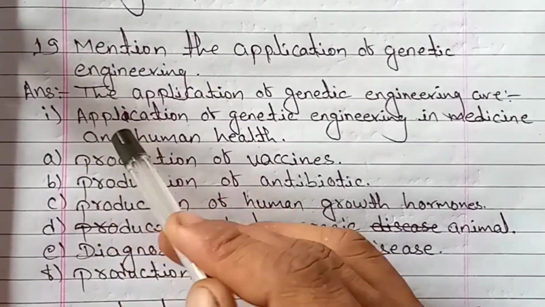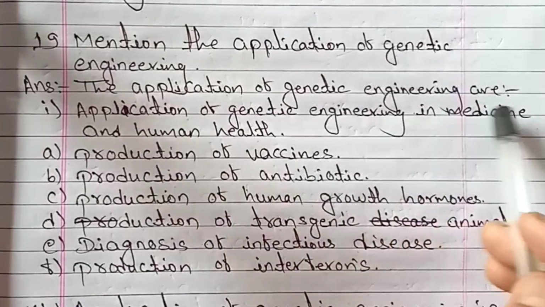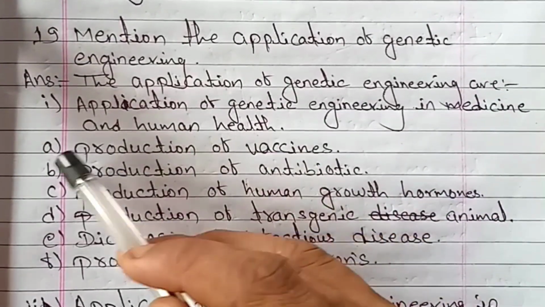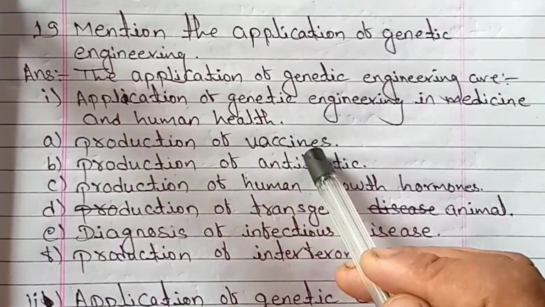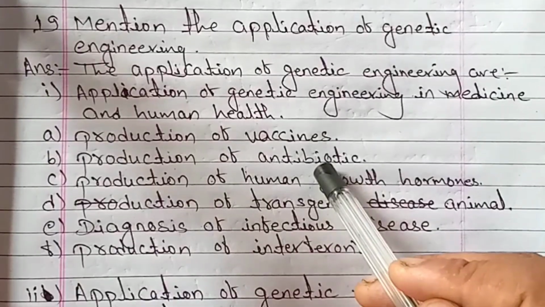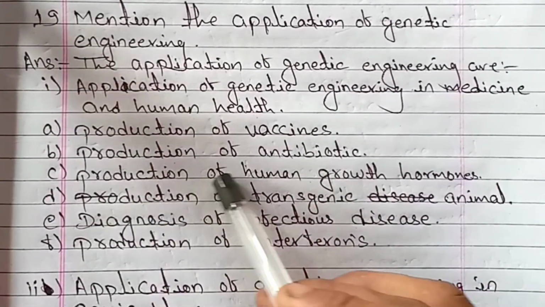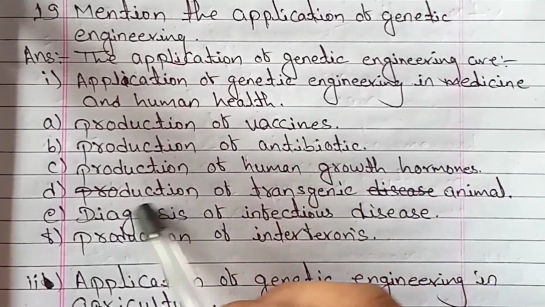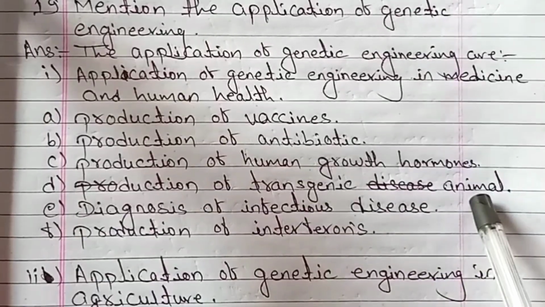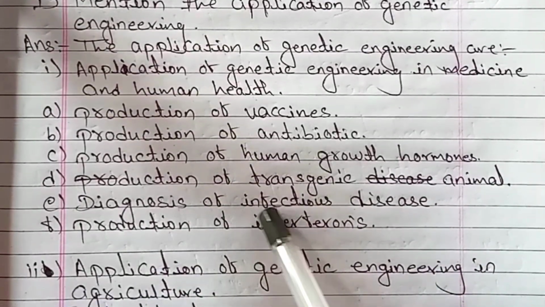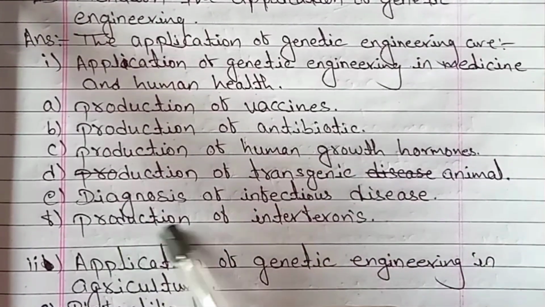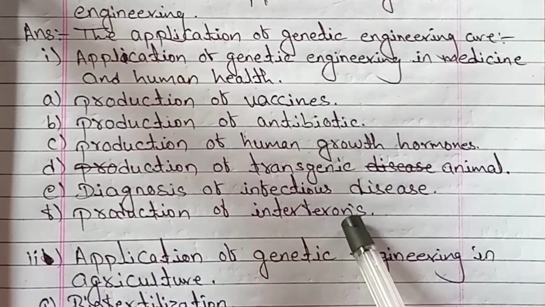Point number 1, application of genetic engineering in medicine and human health. So point number A, production of vaccine, production of antibiotic, production of human growth hormones, production of transgenic animal, diagnosis of infectious disease, production of interferon.